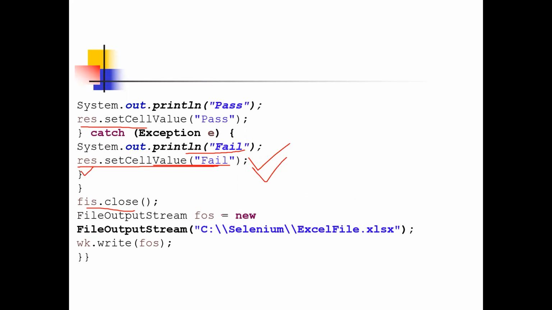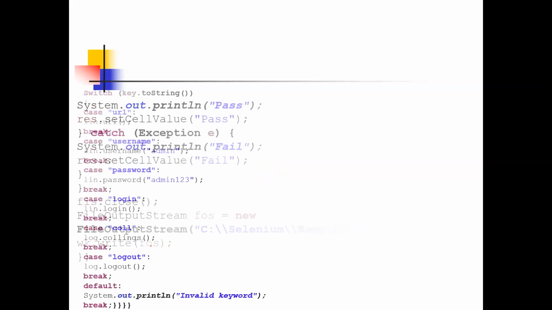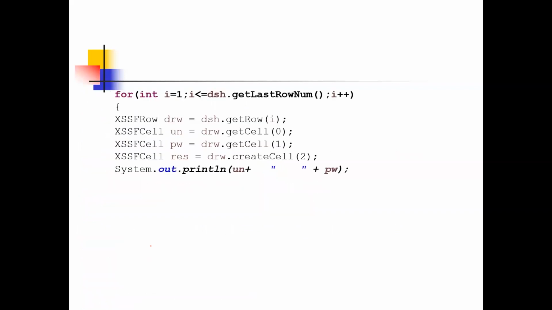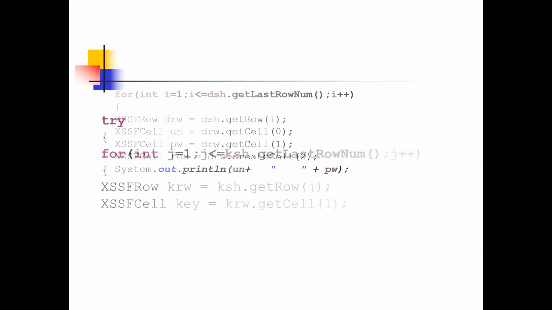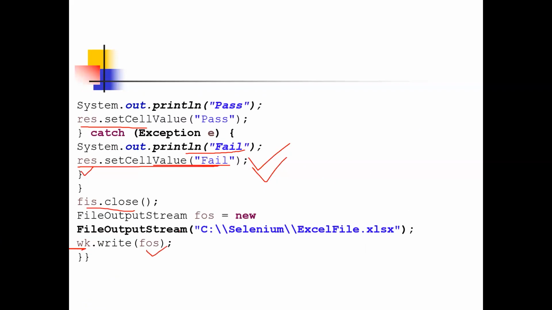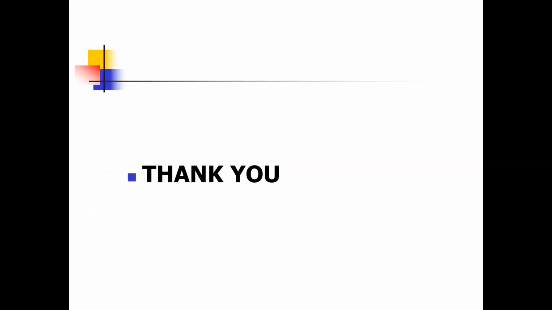Then the location, same, C drive, Selenium, Excel file. Then give the reference of the workbook, WK dot write, where you are going to write. What you are going to write, in which file? FOS. Here you have mentioned workbook WK, FIS for the input file. Here we have to mention it for the output file. WK.write(FOS). So in this way we have learned.